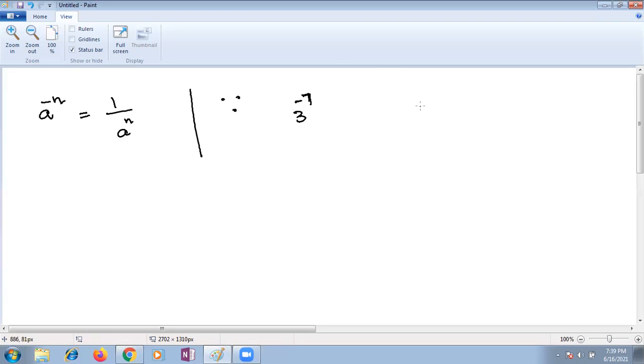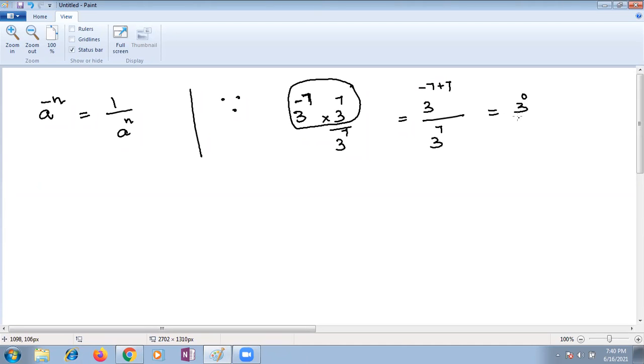So I want to remove this negativity. To make this positive, what should I do? I can multiply both sides with 3 power positive 7. Since 3 power minus 7 plus 7 becomes 0, and in the denominator we get 3 power 7. That is 3 power 0 by 3 power 7. 3 power 0 is nothing but 1, so 1 by 3 power 7. So any negative exponent can be written as 1 divided by the base to the positive power.